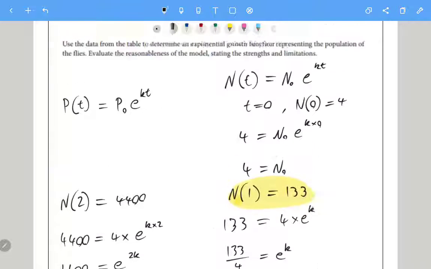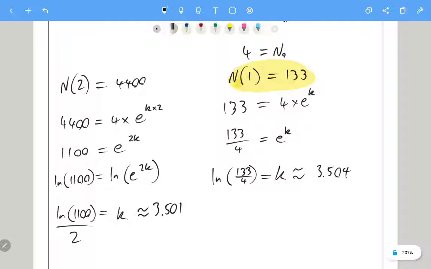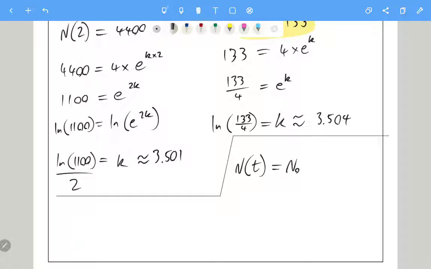Okay, so we can see that with real data, sometimes you have to split the difference. And in this case, we've got two functions that are approximately around 3.50. In fact, both of them to 2 decimal places are 3.50. And so our final model could be something along the lines of n of t is equal to n naught, which was 4, e to the 3.50t. So this is our final model.